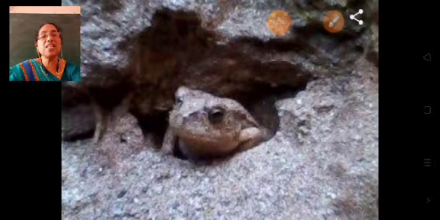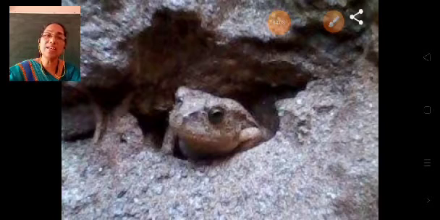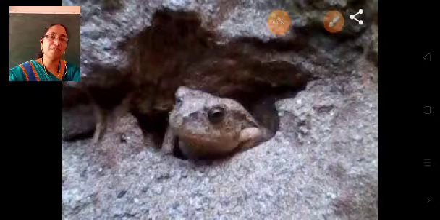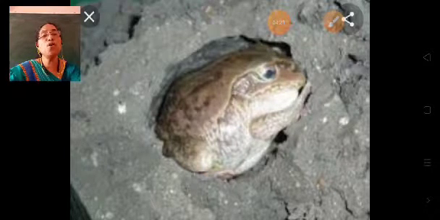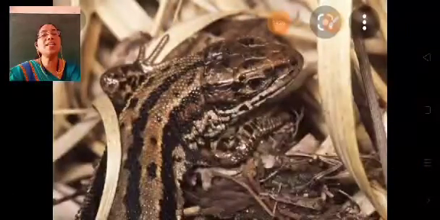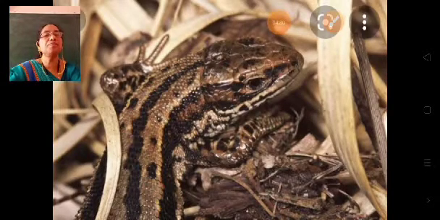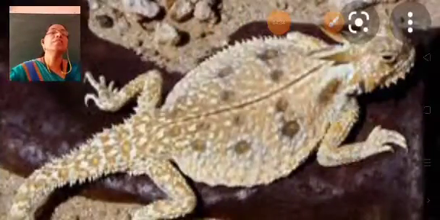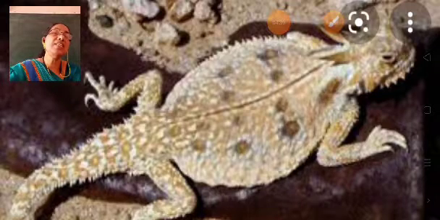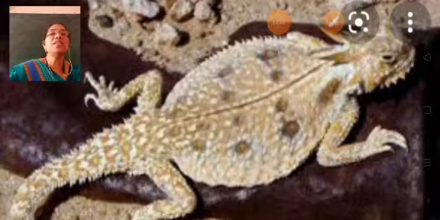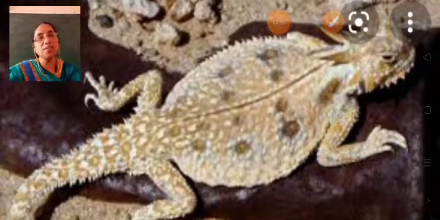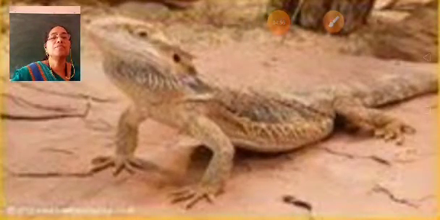Now, some terrestrial animals like lizards and frogs, they sleep for several months to protect themselves from the cold. Understood, students? Animals such as lizards and frogs sleep for several months to protect themselves from the cold. This long winter sleep of these animals is called hibernation.